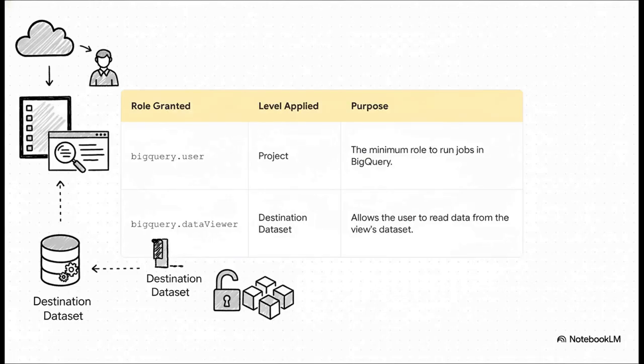Next up, permissions. We're going to give our analysts the BigQuery.user role at the project level. That's kind of like the basic ticket to get into the theme park. They need it to run any query at all. Then, on our new destination dataset, we grant them the BigQuery.dataViewer role. This is the ticket for the specific ride. It lets them see and query things inside that dataset, which is where our new view lives.